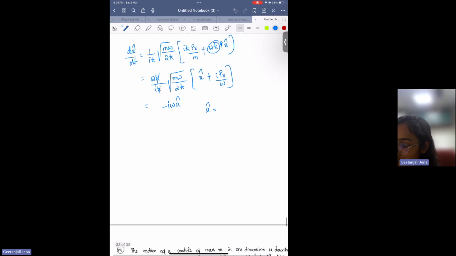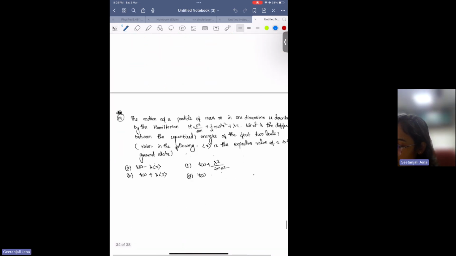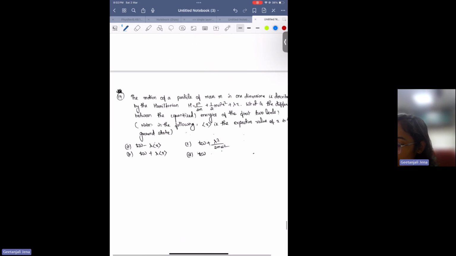So let me stop here. In the next class, I will solve some more problems on the hydrogen atom, then the Heisenberg picture.